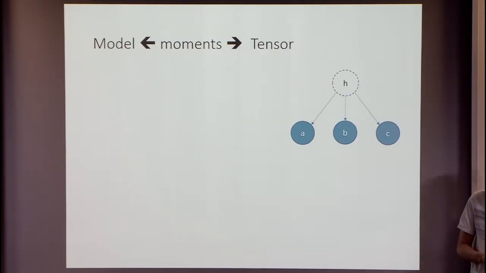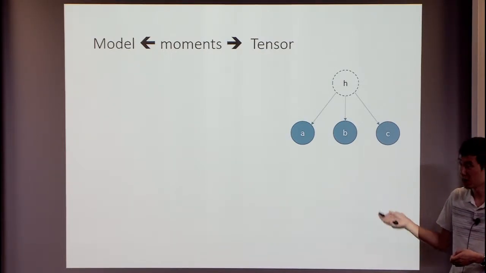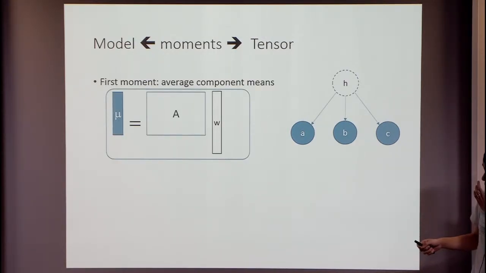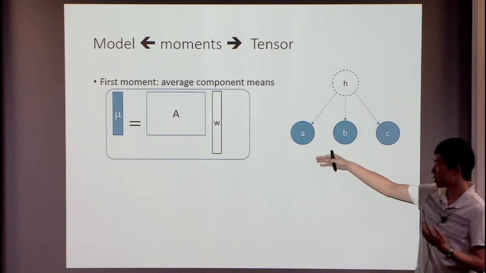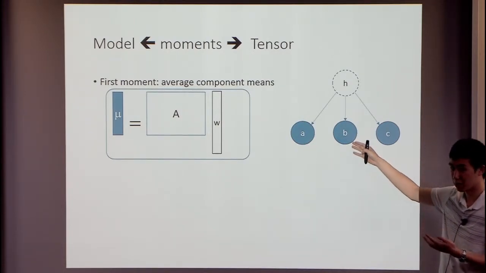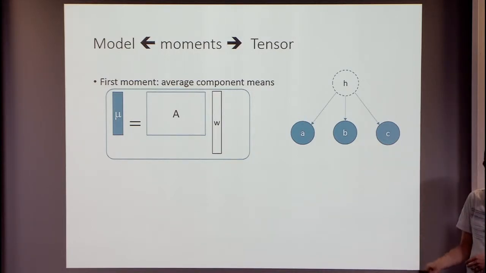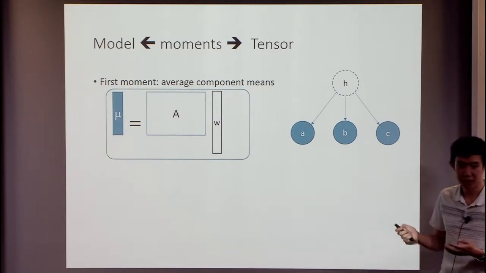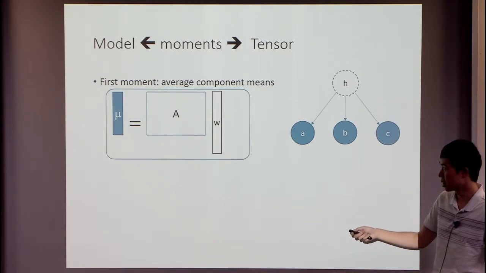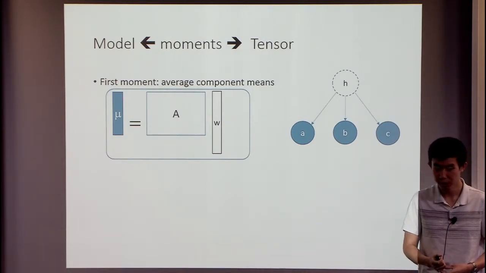And what do I mean by third-order moment? Well, let's focus on this multi-view model and start from the much simpler first moment. So the first moment of this model is actually just the expectations. What is the expected vector of the first view? What is the expected second view? And what is the expected third view? And of course, we can estimate those expectations using the data. So this mu vector is something that we can observe.